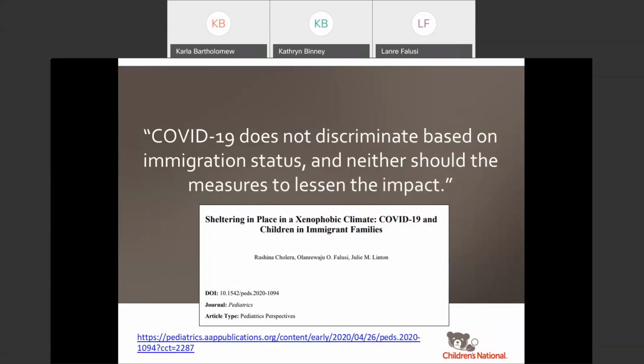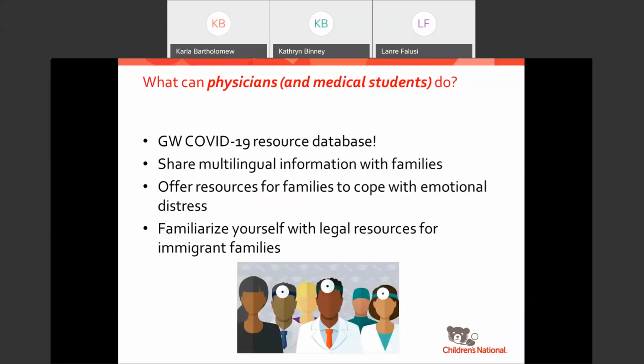So I had the honor of writing a perspective piece for Pediatrics that was published just yesterday with two colleagues of mine around COVID-19 and children and immigrant families. And one thing that we said in this perspective piece is that COVID-19 does not discriminate based on immigration status, and neither should the measures to lessen the impact of this pandemic. So in that sense, what can we do? What can we as physicians, you as medical students do?